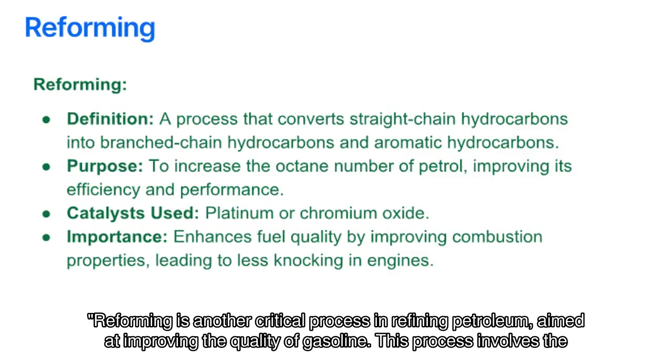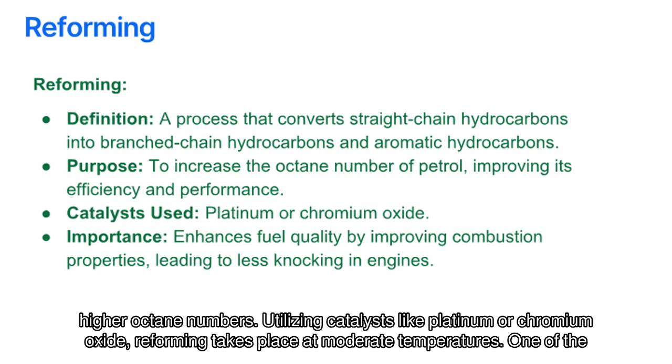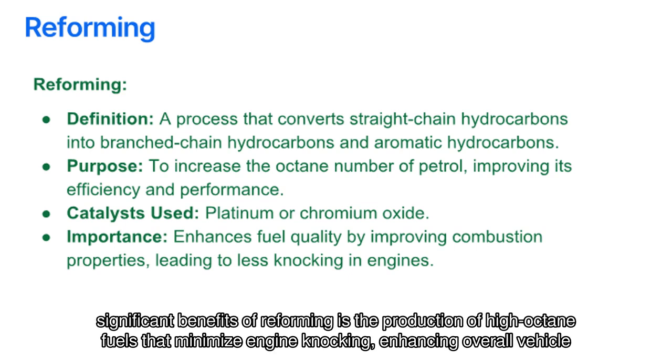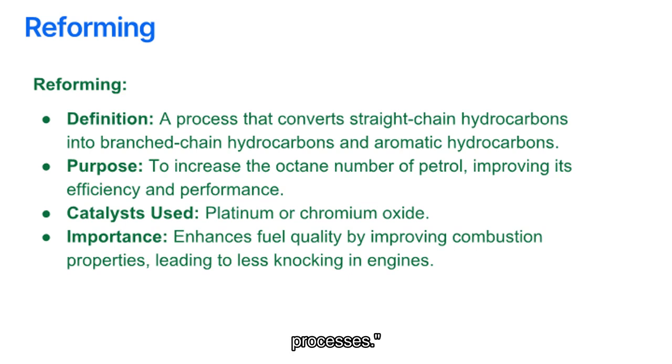Reforming is another critical process in refining petroleum, aimed at improving the quality of gasoline. This process involves the conversion of straight-chain hydrocarbons, which have lower octane ratings, into branched-chain hydrocarbons and aromatic compounds with higher octane numbers. Utilizing catalysts like platinum or chromium oxide, reforming takes place at moderate temperatures. One of the significant benefits of reforming is the production of high-octane fuels that minimize engine knocking, enhancing overall vehicle performance. Additionally, the hydrogen produced as a byproduct is used extensively in other refining operations and industrial chemical processes.